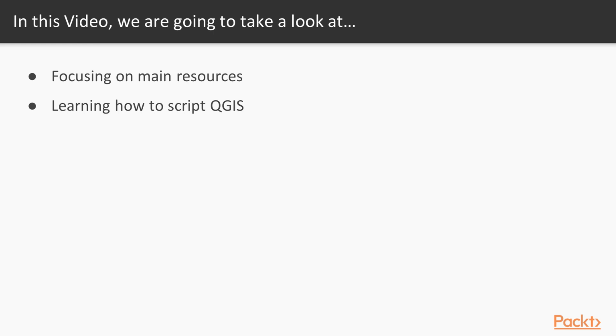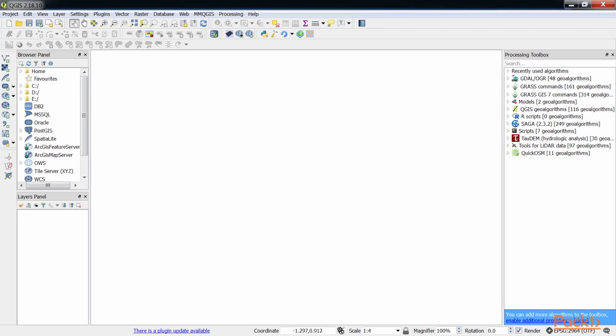In this video, we are going to focus on main resources that are available on the web to learn how to script QGIS and how to solve your scripting problems. QGIS is one of the best documented projects, thanks to training material, a coding cookbook, and the automatic documentation of its application programming interfaces, or APIs.